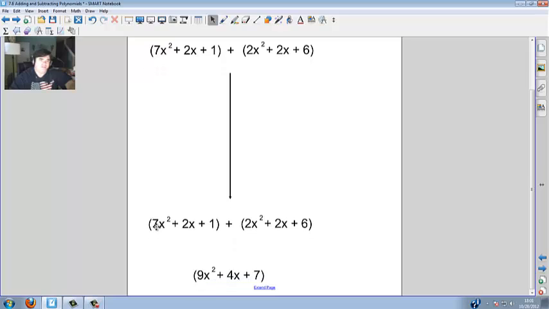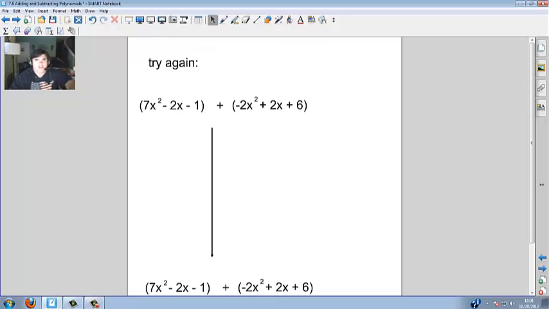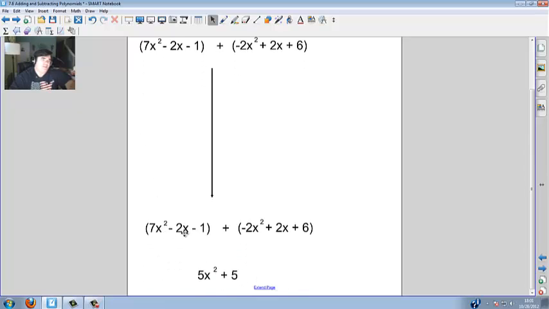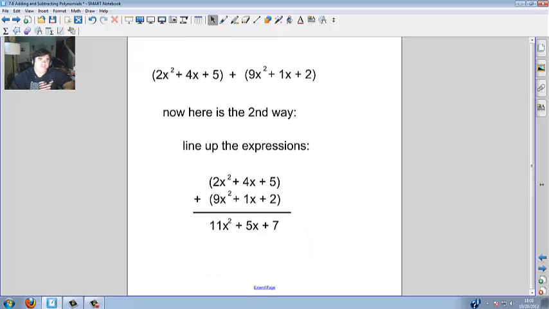Did you get this? 7x squared, 2x squared make 9x squared. 2x plus 2x makes 4x. And 1 plus 6 is 7. Go ahead, try again. Let's see what you got. 7x squared plus negative 2x squared makes 5x squared. Negative 2x and positive 2x cancel, so there's nothing there. And negative 1 and positive 6 makes 5.